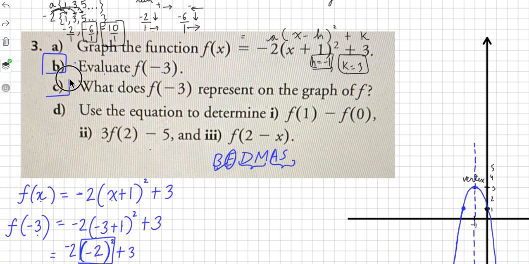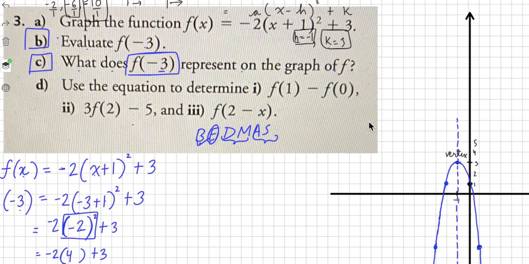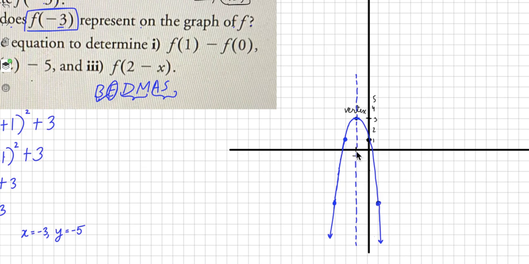The C part is asking, it says what does f of negative 3 represent on the graph of f? This is representing the y value actually. So x is negative 3. On the graph here, when x is negative 3, see here the x negative 1, this is the x axis here, and that one here is the y axis.